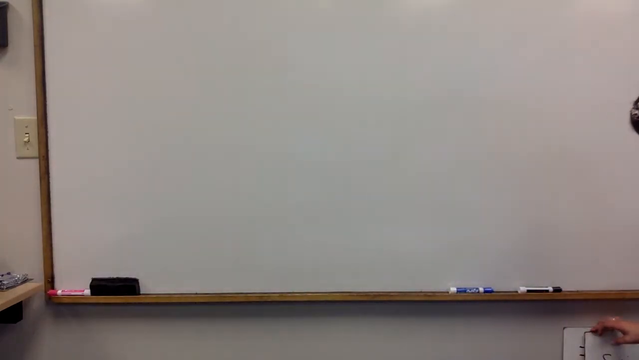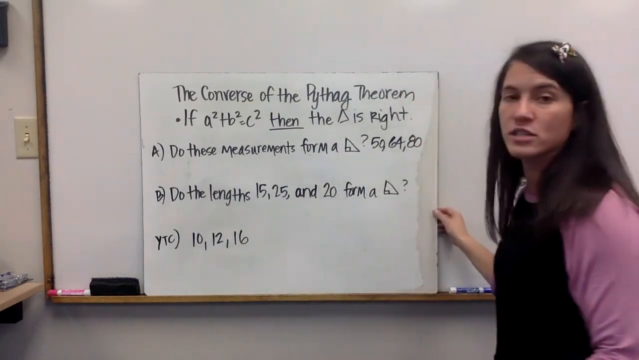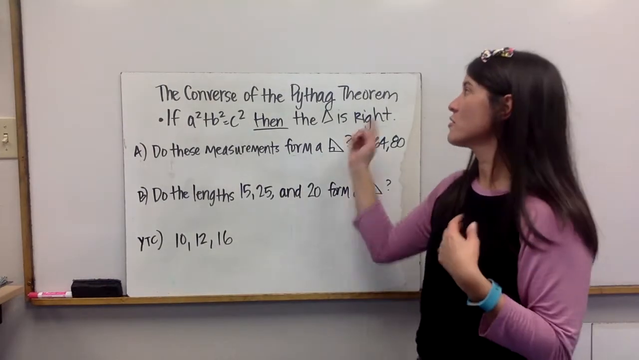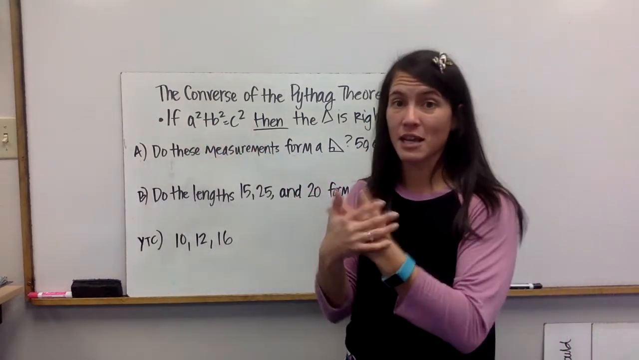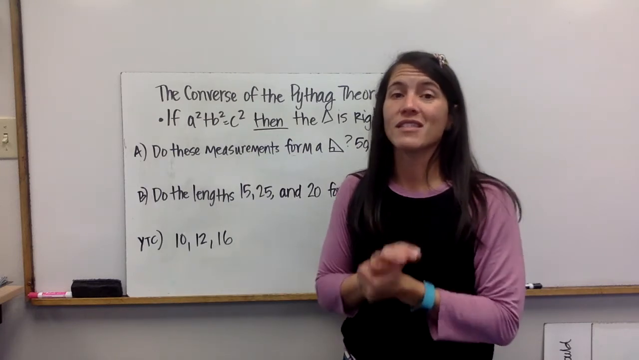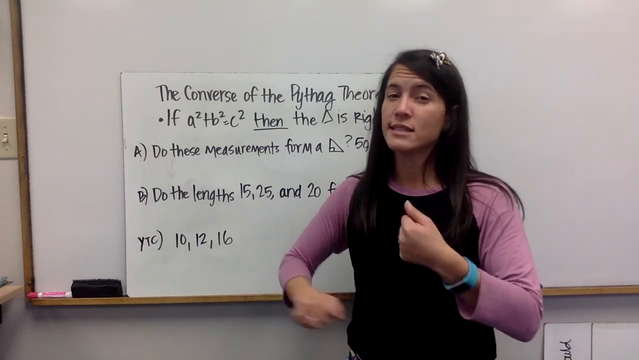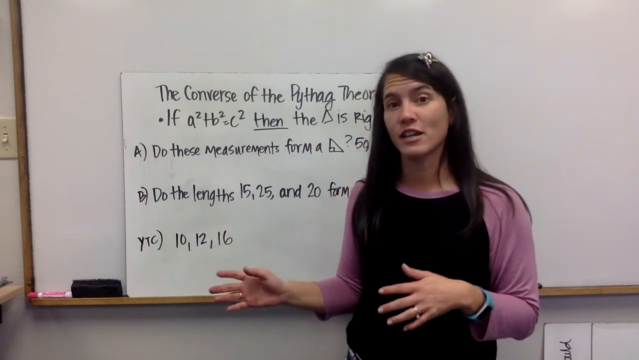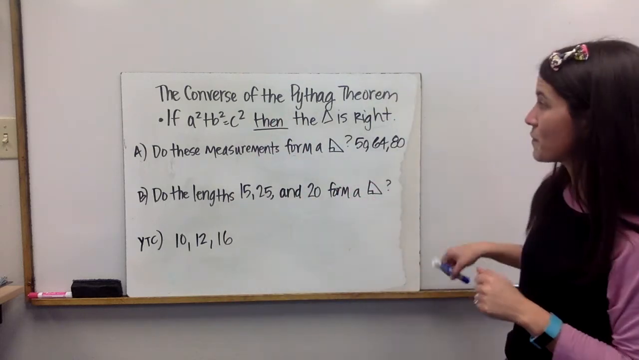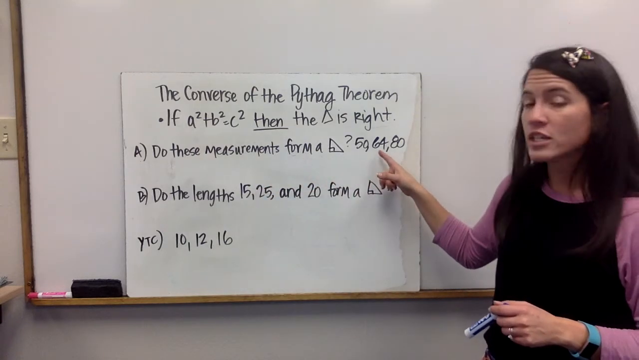Okay? So, I know that was quick, but let's talk about the converse of the Pythagorean Theorem. The converse of the Pythagorean Theorem is just it backwards. It basically says if A squared plus B squared equals C squared, then you have a right triangle. It's kind of like we're seeing if the numbers fit to find out if the triangle is a right triangle or not. So in these examples, I'm going to show you what to do. Do these measurements form a right triangle? You have 50, 64, and 80.